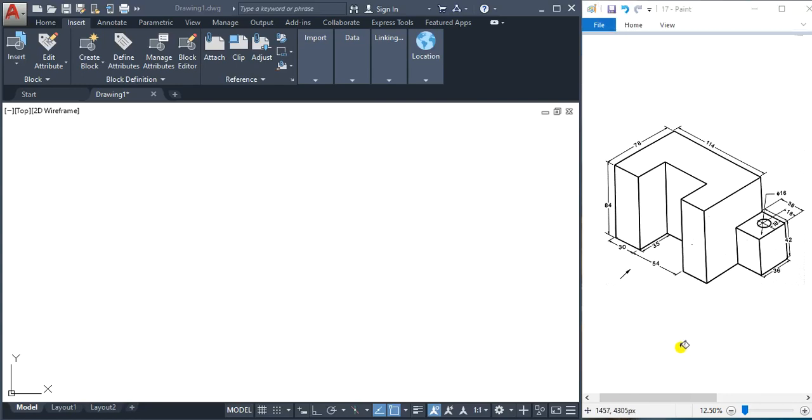Now we have to draw orthographic projections of this object. The arrow indicates the front view direction. In this direction, the surfaces which are visible are this surface, and this surface, and this surface. And in this direction, there is a hole of diameter 16, and it is a through hole, so we have to represent this hole with dotted lines. So let us draw the front view of this object.